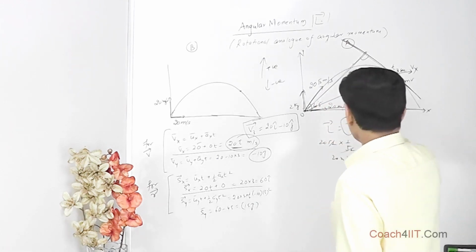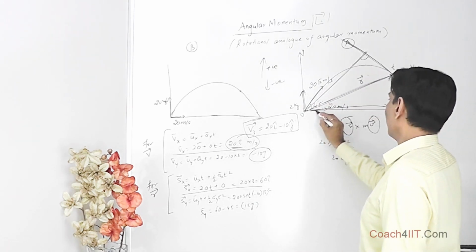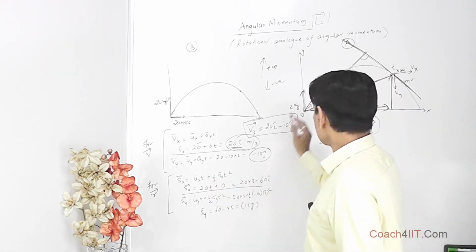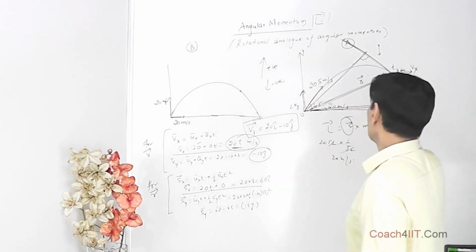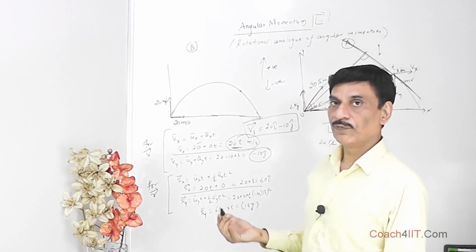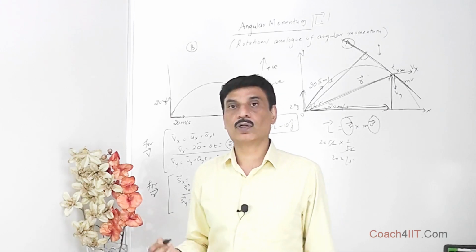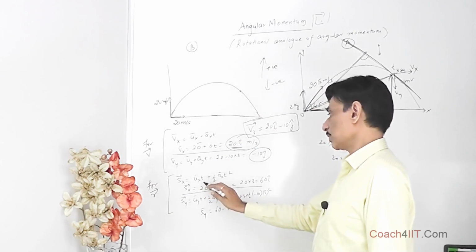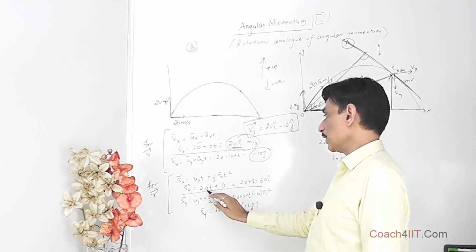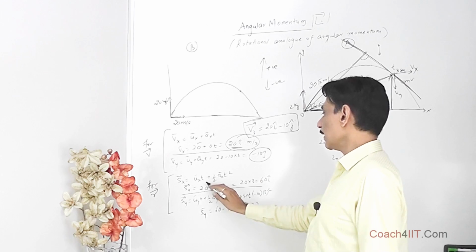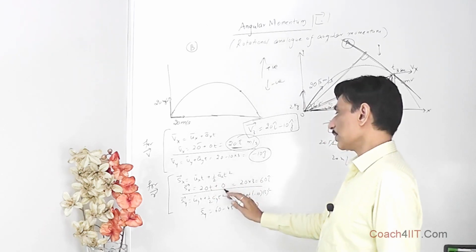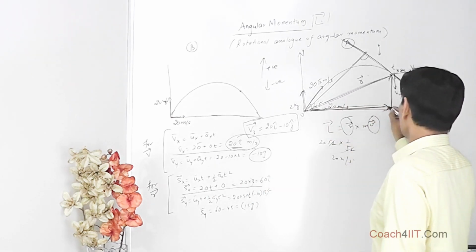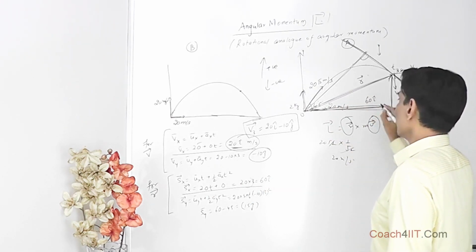Now comes, what is this r? For this, we find Sx. Sx is going to be uxt plus half axt square. Acceleration along the x-axis is equal to 0 because only the earth is pulling it downwards, so the only force is always along the y-axis. There is no force along the x-axis. So Sx is 20 into t, t taken as 3 seconds, plus half axt square which is 0. This comes out to be 60, so Sx is 60 i cap.